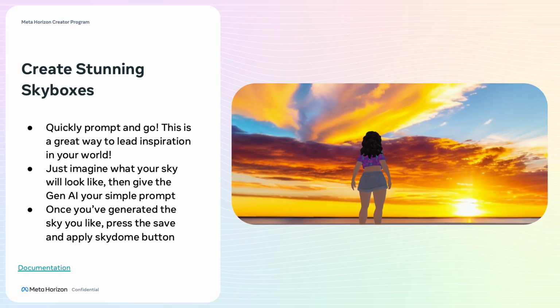Just imagine what your sky will look like, then give the Gen AI your simple prompt. I keep my prompts simple. I sometimes do a little more of what I like to call the meat and potatoes, but sometimes I feel like keeping my prompts simple really works well for me. And once you've generated the sky, you press save and apply that sky dome button. I mean, really, it's just that easy, and I'm probably not the only one who's already made hundreds of skyboxes. It's just absolutely fun.